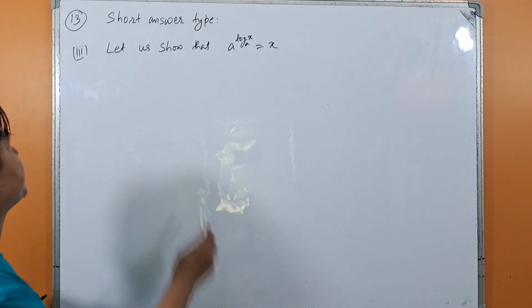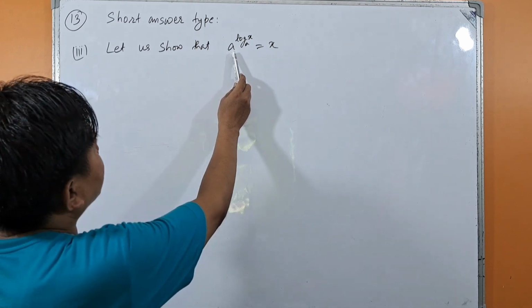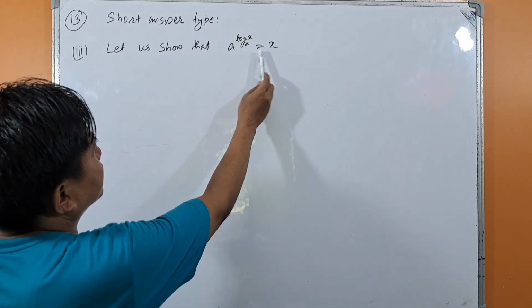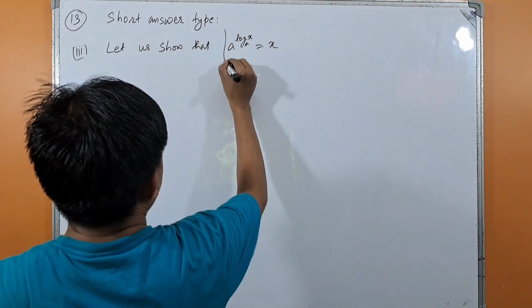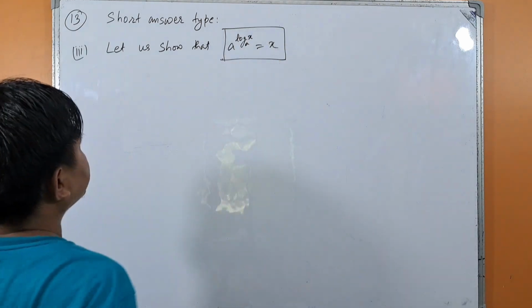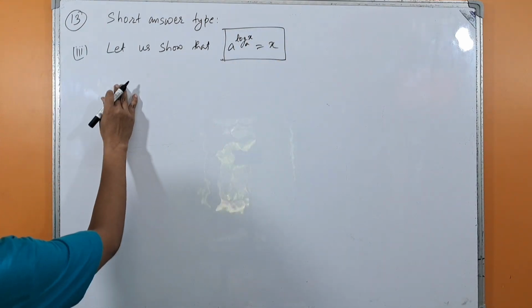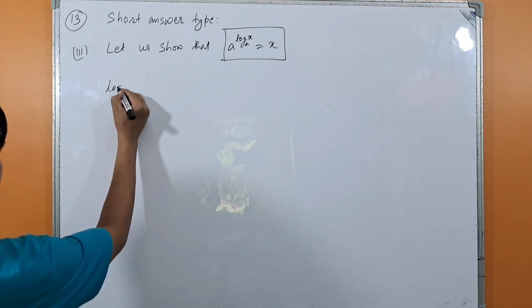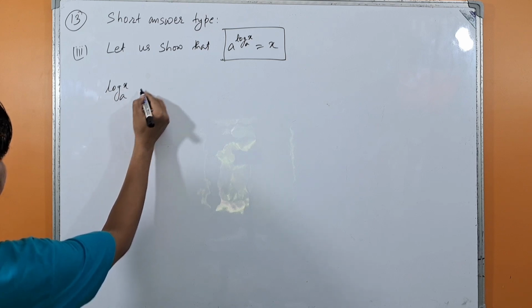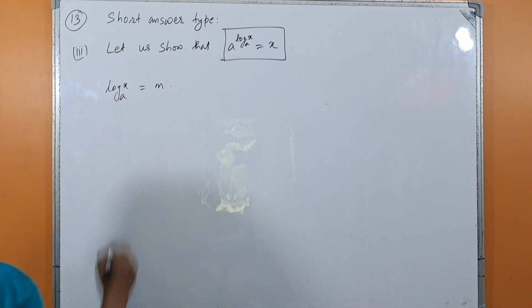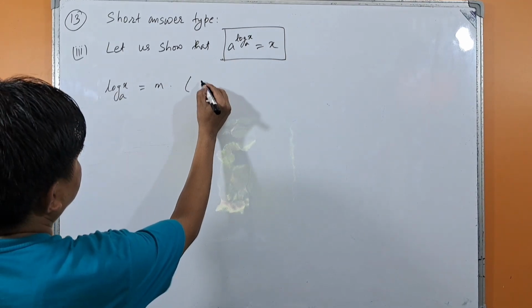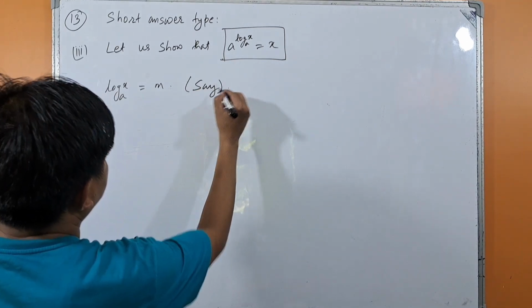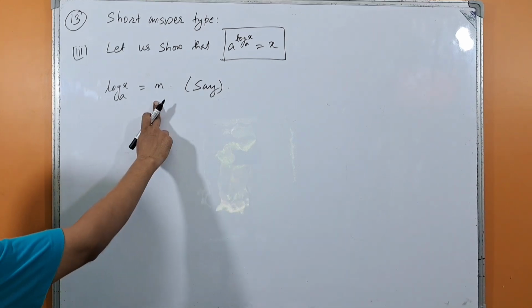Question number 3 of 13. Let us show that a to the power log x to the base a equals x. So we are asked to prove this relation, isn't it? To prove this relation, what do we do? We suppose log x to the base a equals m. See, we are just supposing this. Now this is a logarithmic equation.